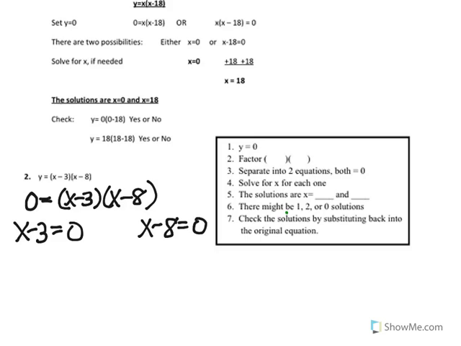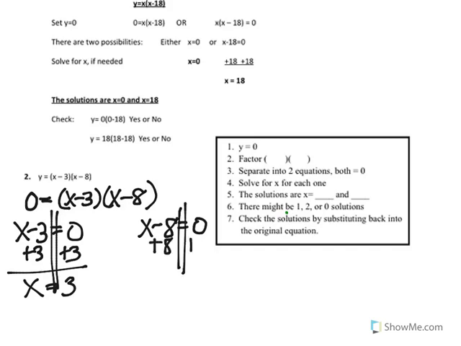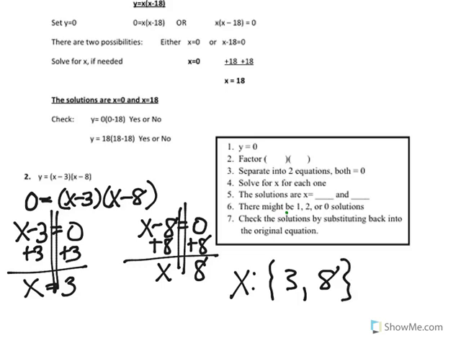Now we just solve for x. So we do that the same way as always. We're going to add 3 on both sides, and so we get x equals 3 for this one. And we're going to add 8 on both sides for this one, and so we get x equals 8. So the solutions to our equation are 3 and 8. And we can write them like that as a set, or we would say 3 comma 0 is one solution, 8 comma 0 is the other solution, remembering that y is always 0 when we find solutions to quadratic equations.